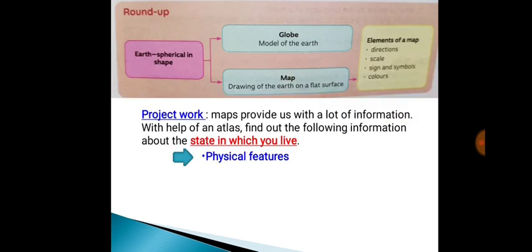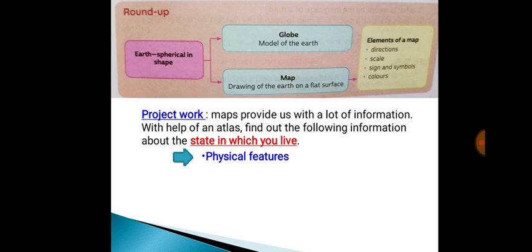Now just to round up. First is the earth. It is spherical in shape. Another, the globe represents the earth, a model of the earth. Another we read just now, map, a drawing of the earth on a flat surface. What are the elements? Directions, scale, signs and symbols and colors.